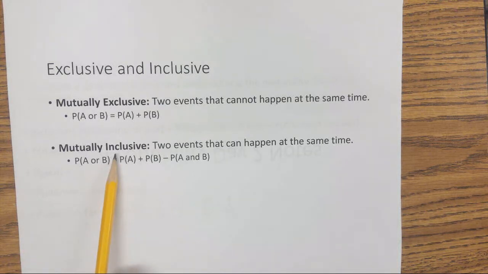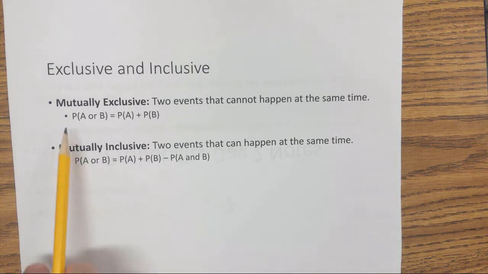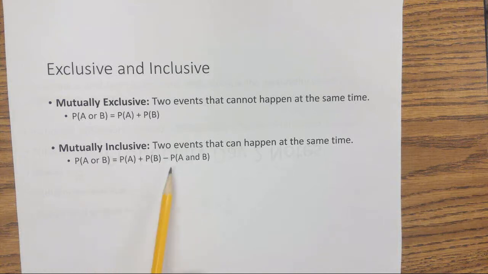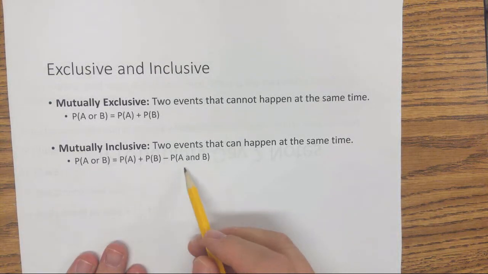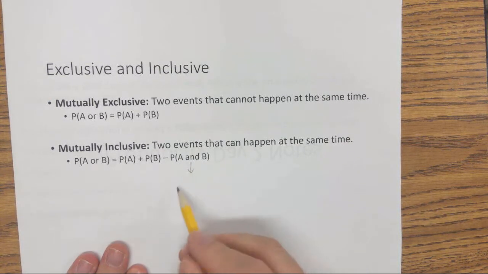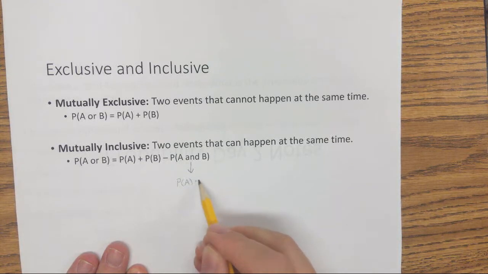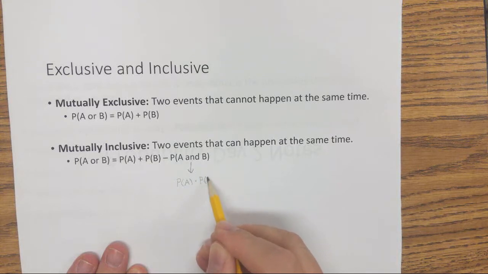The other one, mutually inclusive, is two events that can happen at the same time. So, the probabilities look like they're written the same way, except we've got this little piece right here. So, probability of A plus the probability of B minus the probability of A and B. And remember that this is just the probability of A times the probability of B.